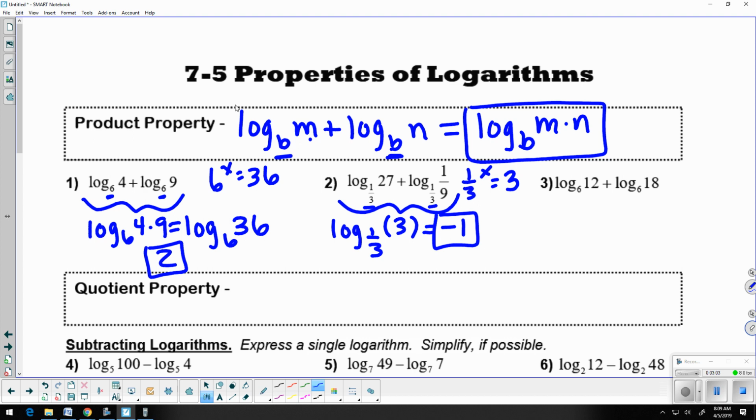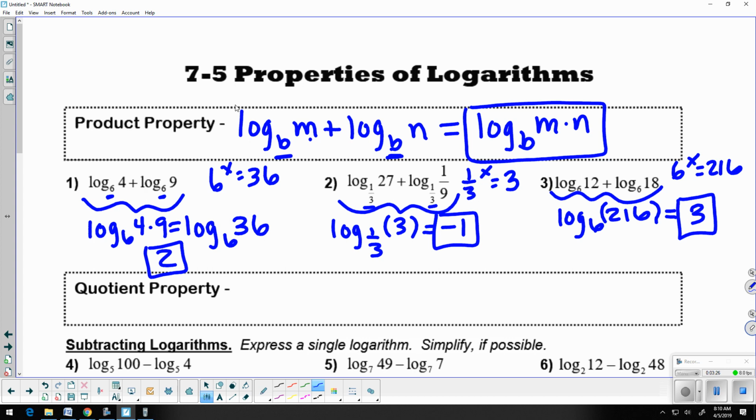The next one, number 3, log base 6 of 12, and we're adding to it log base 6 of 18. That would just be log base 6, and now you want to multiply 12 times 18. You should get 216. Now simplify the log. What is log base 6 of 216? Here's the question: 6 to what power is 216? And the answer is 3.